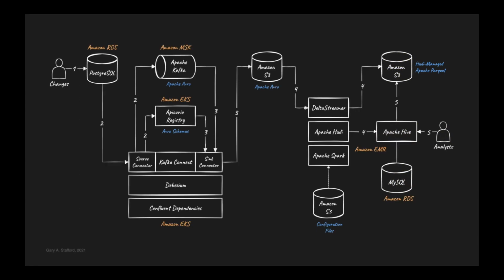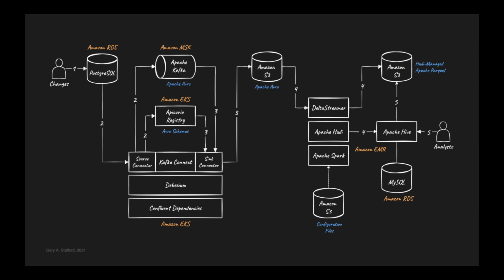Moving from left to right, our PostgreSQL database will be running on Amazon RDS. Our Apache Kafka cluster will be running on Amazon MSK. Apache Registry, Kafka Connect, Debezium, and the Confluent dependencies will all be hosted on Amazon EKS, managed Kubernetes. DeltaStreamer, Apache Hudi, Apache Spark, and Apache Hive will all be running on Amazon EMR. The backing store for Apache Hive, a MySQL database, will be running on Amazon RDS.